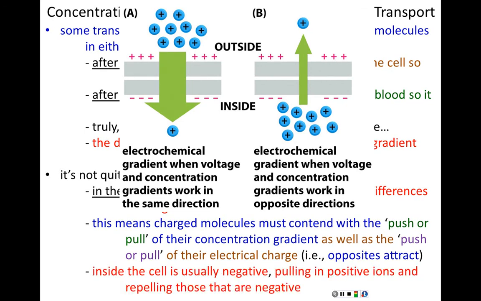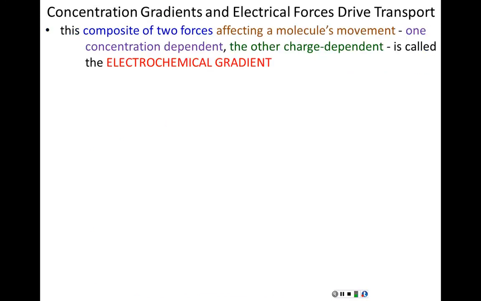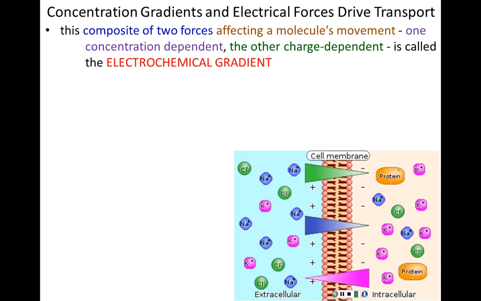At the cell membrane, usually the inside of the cell is more negative, so this is an accurate diagram, providing a strong attractive force for positive ions and repelling negative ions from entering the cell. The composite of these two forces, one being charge dependent, the other being concentration dependent, is called the electrochemical gradient. And ions, especially across the cell membrane, are constantly contending with an electrochemical gradient, not just a concentration gradient.